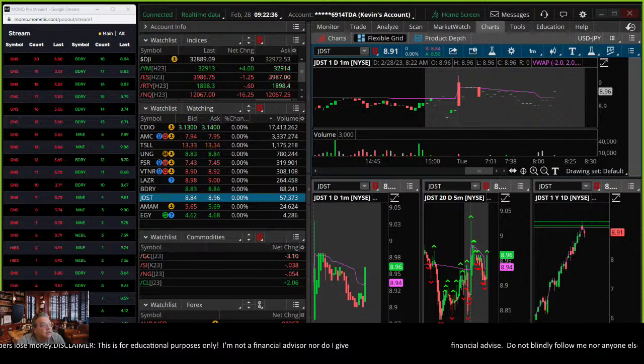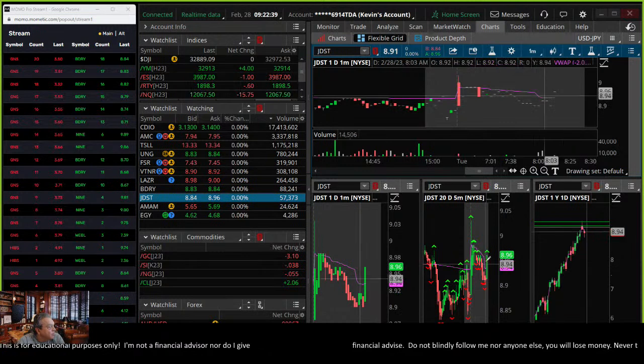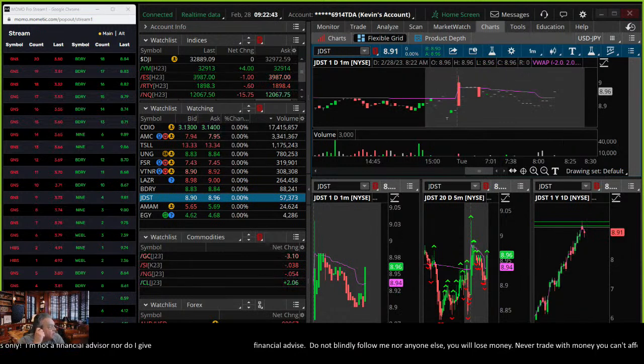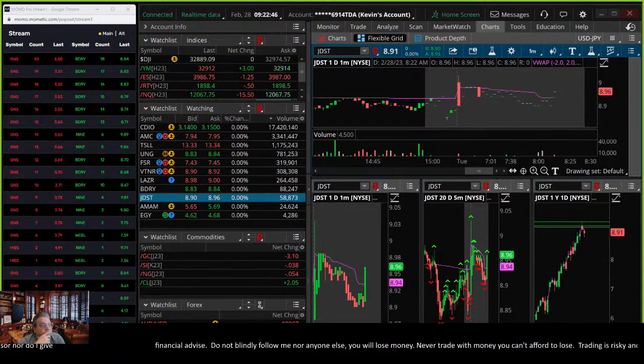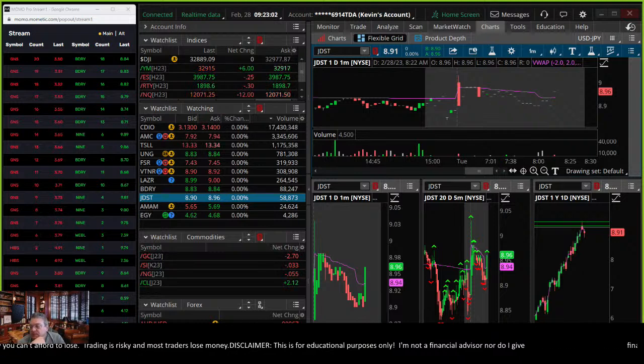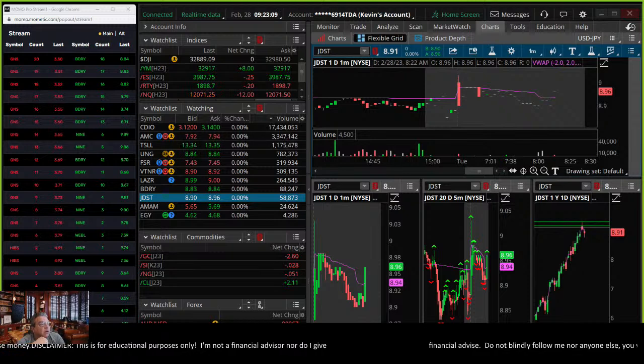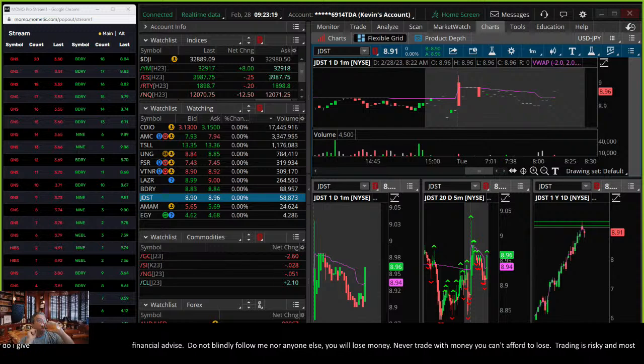JDST, one of my favorites. Not seeing anything there. Would like to see it come up to these upper levels. I do have some upper levels up here I'm watching. Right now, nothing on JDST. All right, pretty quiet. Indices starting to come down. About another 7 minutes to go before the opening bell.